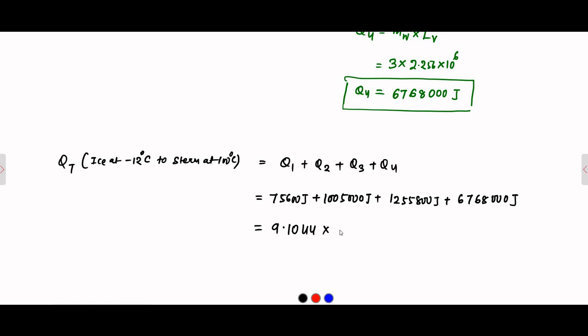So the total heat energy required is 9.1044 into 10 to the power 6 joules. This is the total heat energy required. So this is the final result, the final answer.